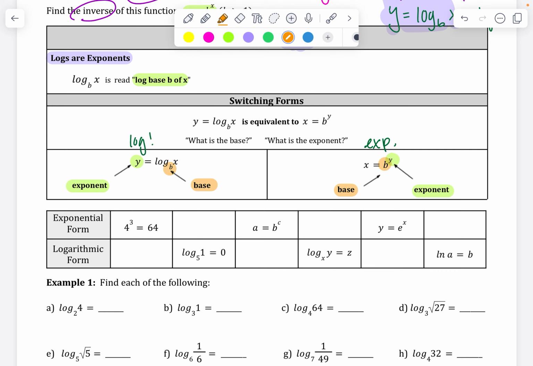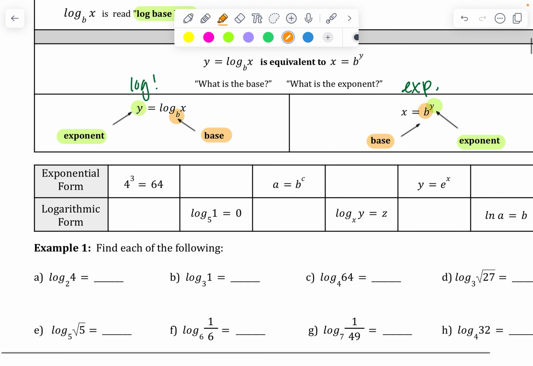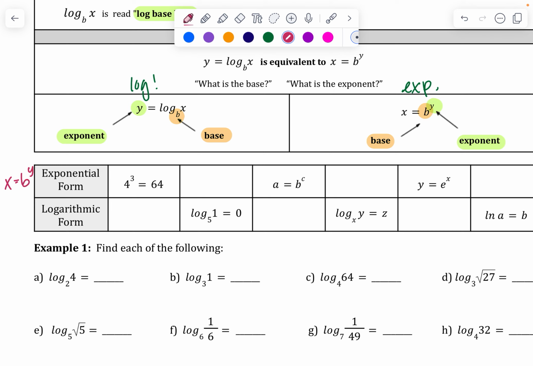There are going to be times where we're going from exponential form and we want to write it in log form, and vice versa. So I like to just write the two functions over here. Exponential form, we have x is equal to b to the y power. Log form, I like to put y is equal to log base b of x.